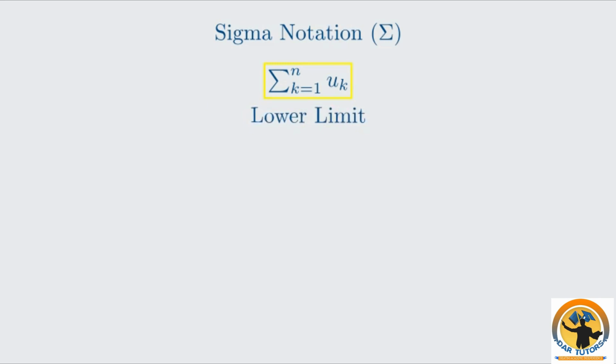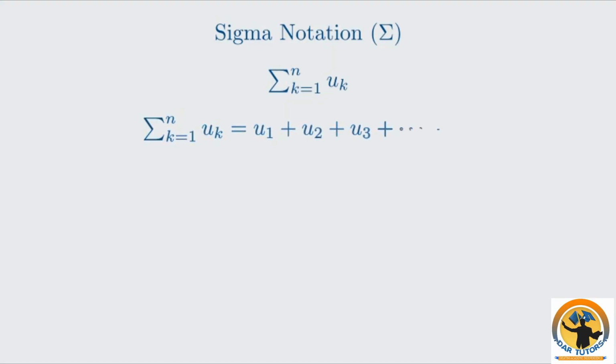The number above the sigma, n, is the upper limit. It tells us where to stop. We sum all terms from the lower limit up to the upper limit. So this expression reads, the sum of all numbers of the form u sub k, where k starts at 1 and goes up to n. This is equivalent to writing out the series u sub 1 plus u sub 2 all the way up to u sub n. It's a much more concise way to represent the sum. To summarize, sigma notation provides a compact way to write a series, specifying the general term, the index, and the starting and ending points of the summation.